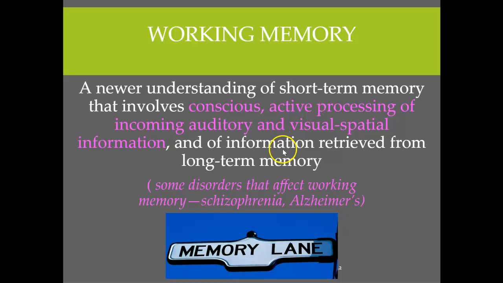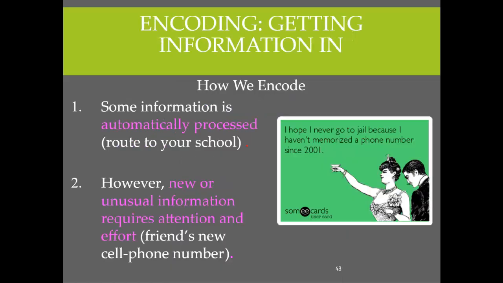Let's see, disorders that affect working memory, schizophrenia, because we have scattered thoughts, and then Alzheimer's, which causes memories to go away. When we encode information, a lot of information is automatically processed. You're walking down the hall, you saw your friend, it's encoded. You just random things.